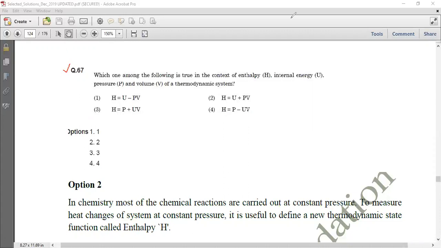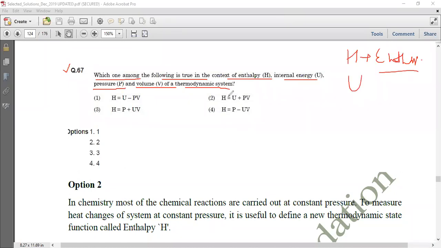Okay, so this question is a very simple question and can be done with the help of 11th and 12th class thermodynamics knowledge. Which of the following is true in context with enthalpy, internal energy, and pressure and volume in thermodynamics? Let me tell you one thing: the enthalpy, which you denote by H, is basically heat change at constant pressure.